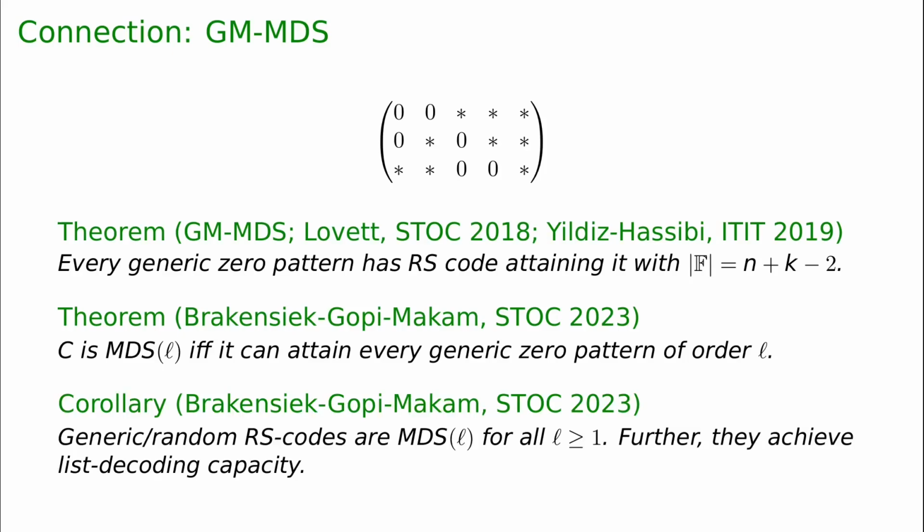As a result, by going through the GM-MDS theorem for this higher order MDS framework, we're able to show that generic Reed-Solomon codes are MDS L, and in fact they achieve list decoding capacity. However, this is only over exponentially large fields. Later works were able to reduce this down.